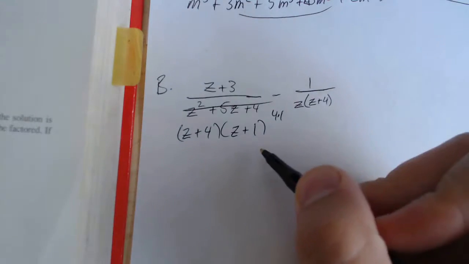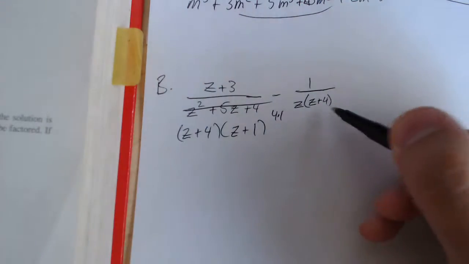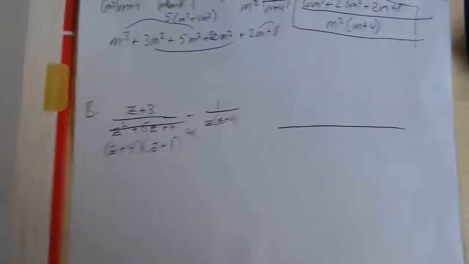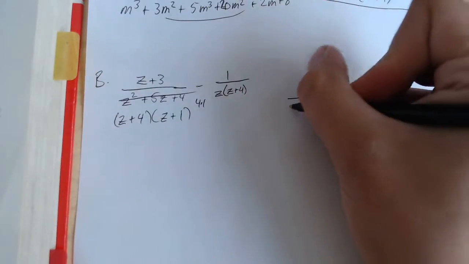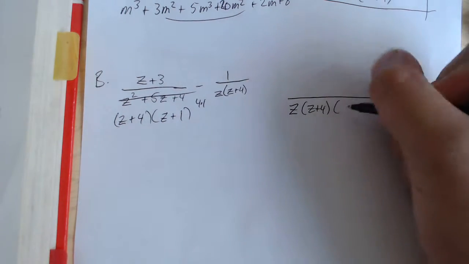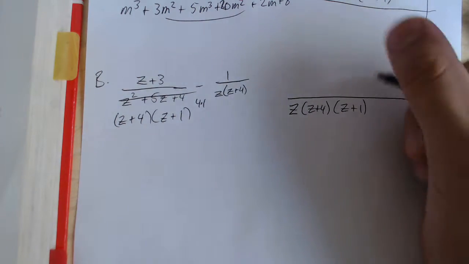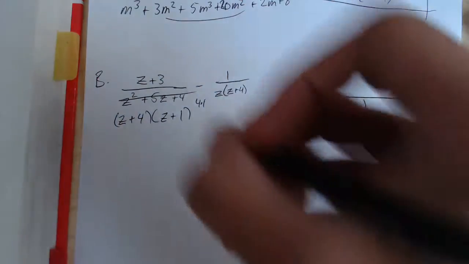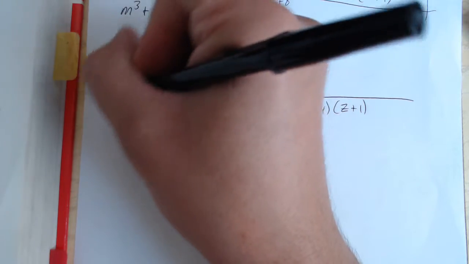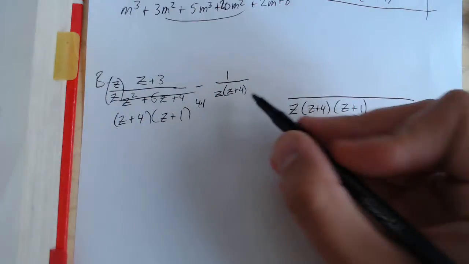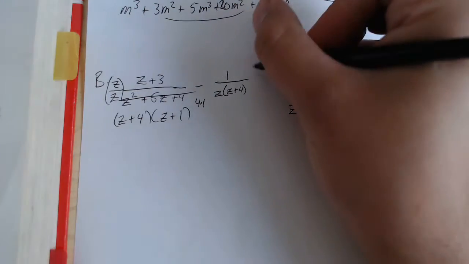So I rewrite that denominator, and then from here I can see these both have z plus 4. So my common denominator, which I'm going to write over here, is just going to be z, parentheses, z plus 4, parentheses, z plus 1. So from here I can see that this first term is just going to have to get multiplied by z over z. And the second term only needs to get multiplied by z plus 1.